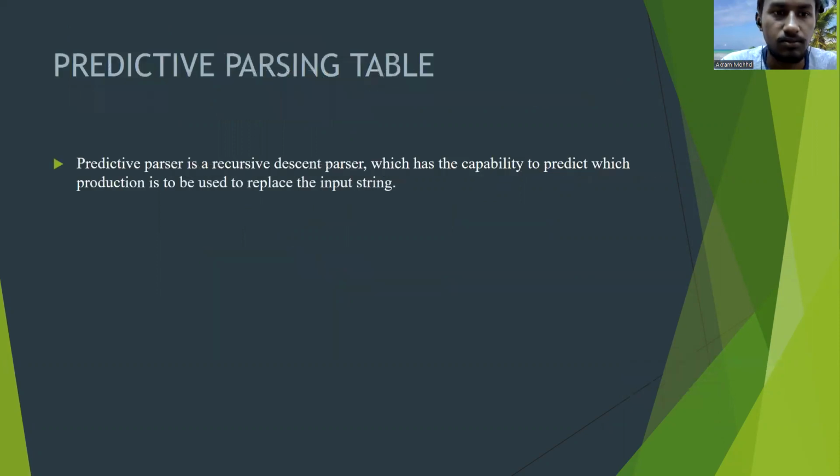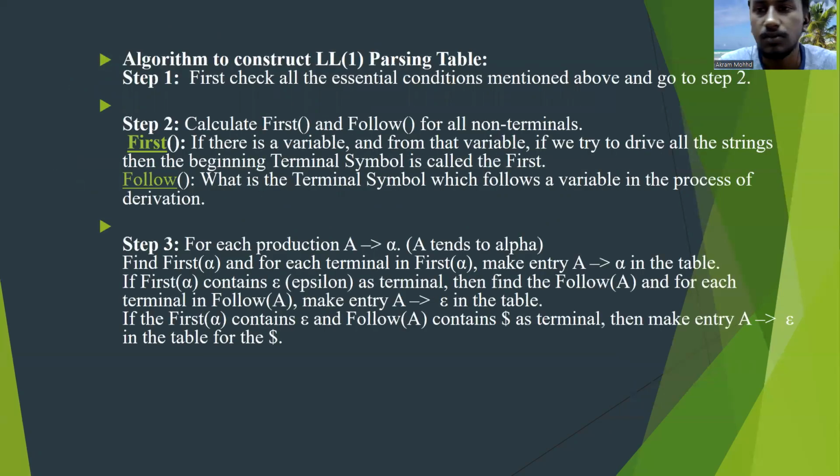Predictive parsing table. A predictive parser is a recursive descent parser, which has the capability to predict which production is to be used to replace the input string. Algorithm to construct predictive parsing table. Step 1: First, check all the essential conditions mentioned above and go to the steps. Step 2: Calculate the first and follow for all the non-terminals.